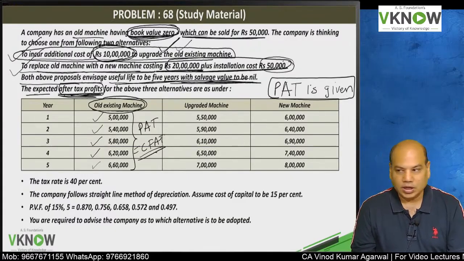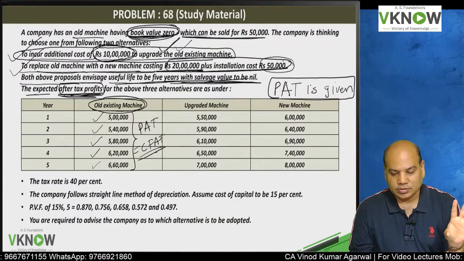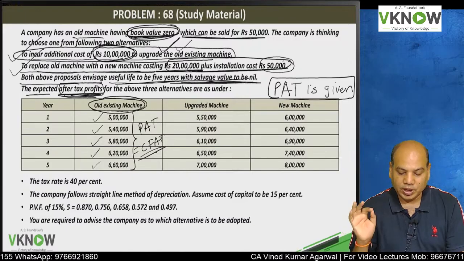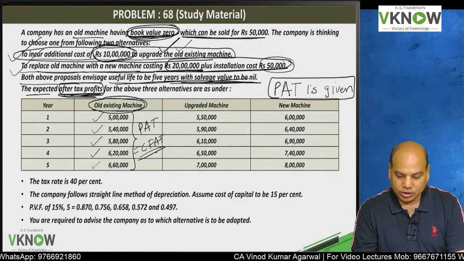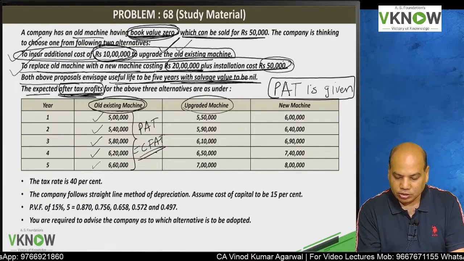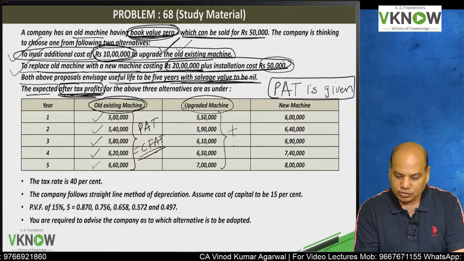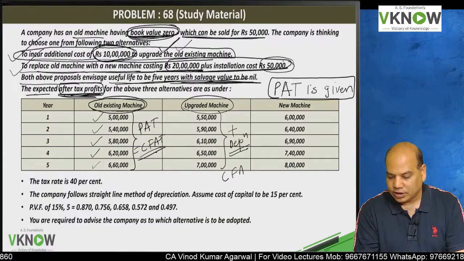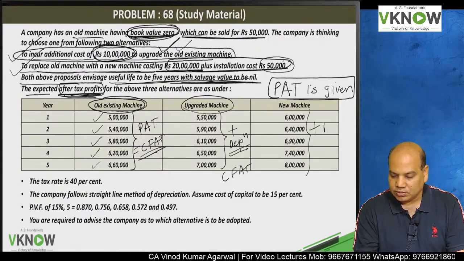So depreciation has already been fully claimed. So I will assume no more depreciation. PAT is equal to CFAT. However, in the other two options, you will have to add depreciation to arrive at CFAT.